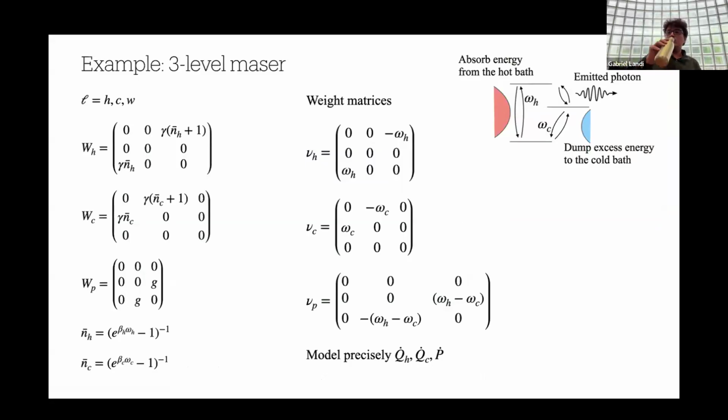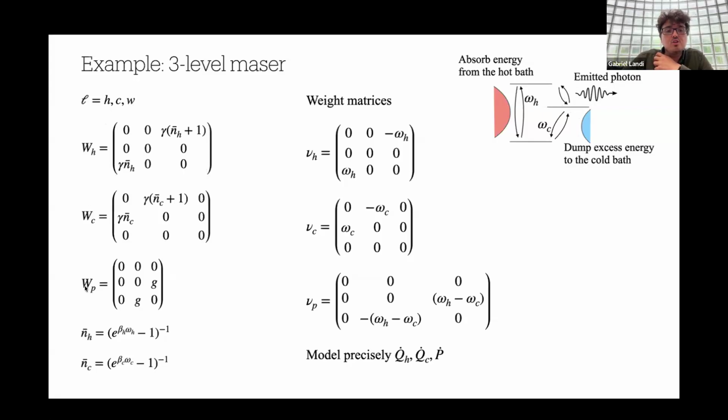And let me give you an example. Suppose you have what we call this three-level maser. It's a system that has 3 levels, and we set up the following rules. The system can go from level, let's call it 0 to 2, because of the interaction with a hot bath. It can go from 2 to 1 due to the emission or absorption of a photon. And it can go from 1 to 0 by dumping energy to a cold bath. So in this case, our index L has 3 labels, H, C, and W.